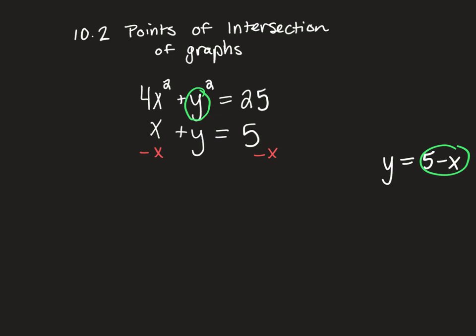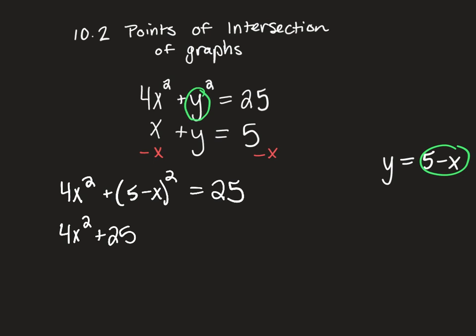All right, so now that we have that, we're going to plug it into our top equation. So we have 4x squared plus (5 minus x) squared equals 25. So we're going to have to FOIL that (5 minus x). That's a simple one. It is, though, because you get 25 minus 5x minus another 5x plus x squared.